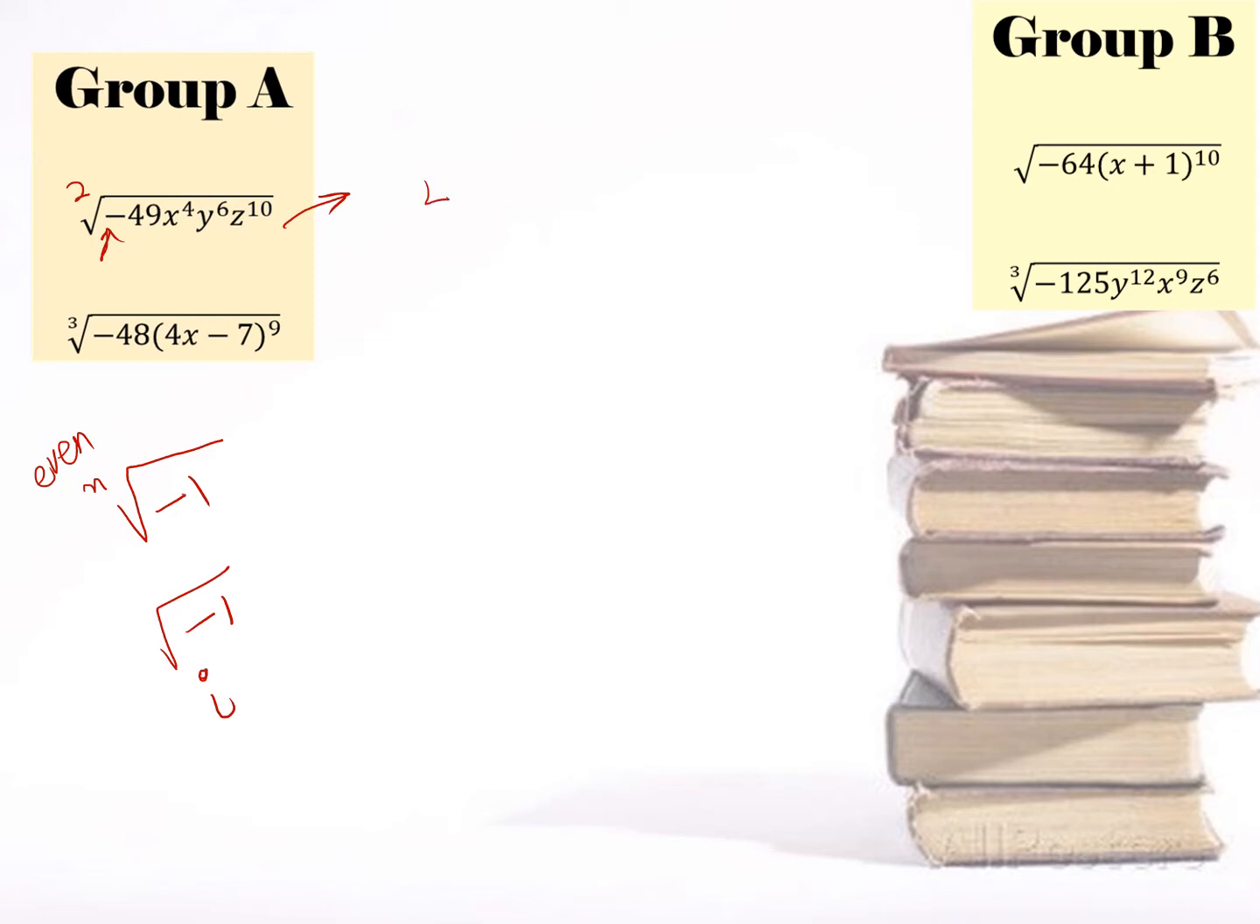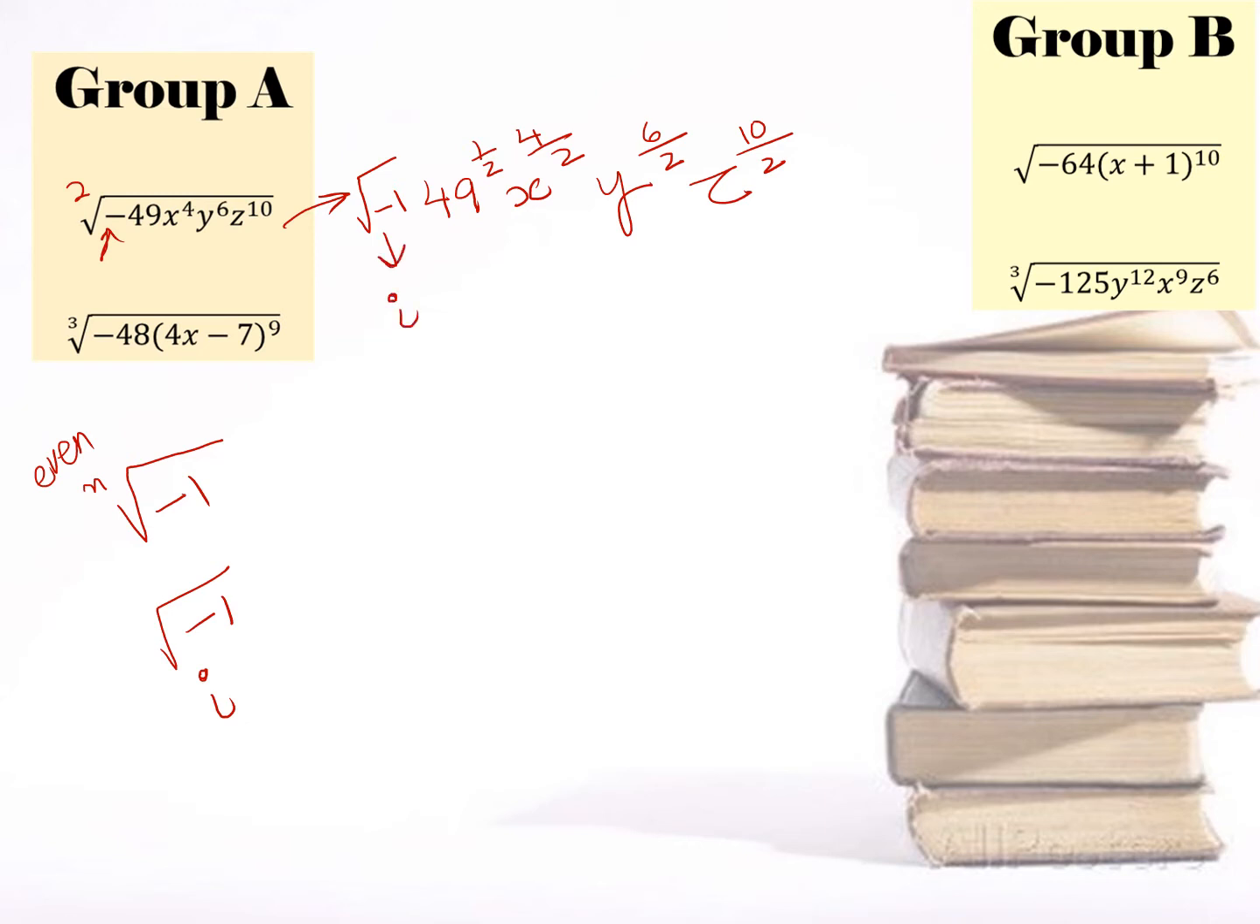So you will have 49 to the power 1 over 2, x to the power in over out, that means 4 over 2, y to the power in over out, that means 6 over 2, and z to the power in over out, that is 10 over 2. Now this square root of negative 1 stays as it is, so just write the square root of negative 1 on one side. And the square root of negative 1 will be denoted by i.